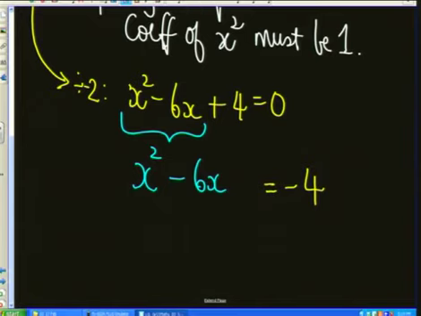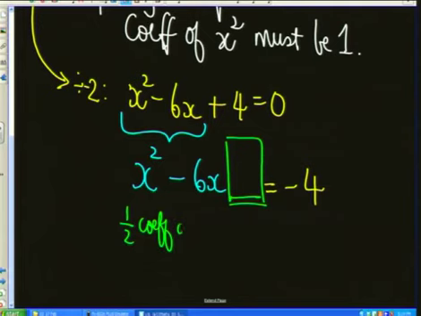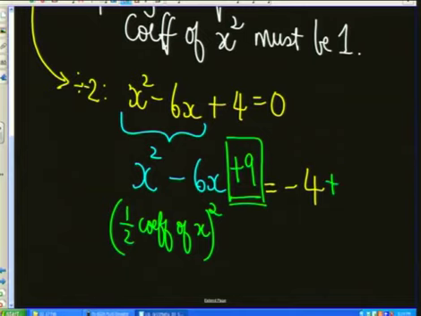We're going to add a constant to our quadratic. And the portion that we're going to add is half the coefficient of x, and we're going to square it. So if I take half of negative 6, that's negative 3, and if I square it, I'm going to get plus 9. And this is an equation, there's an equal sign. So what I do to the left, I do to the right.